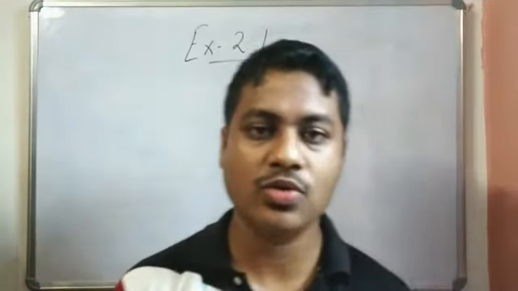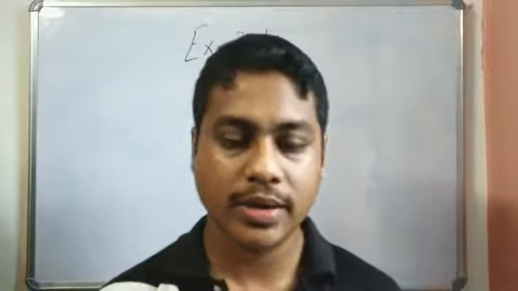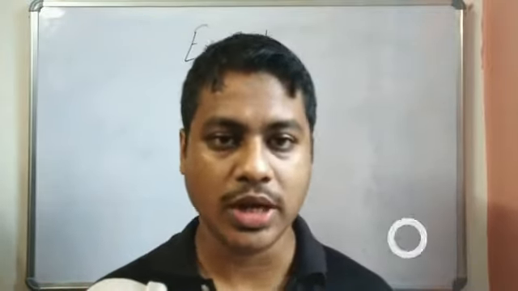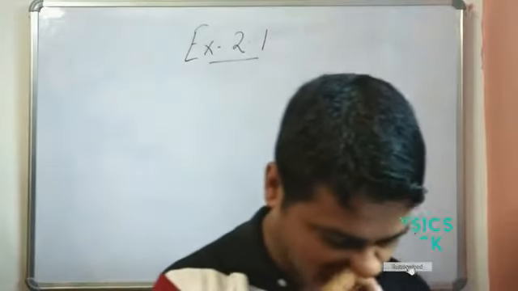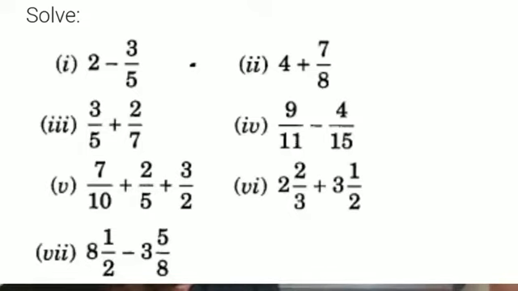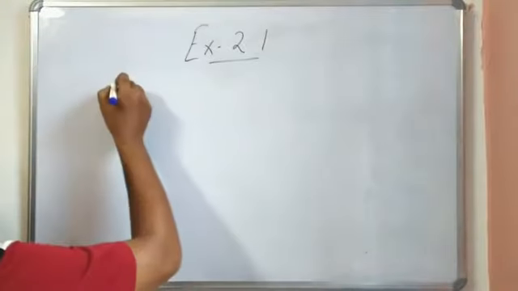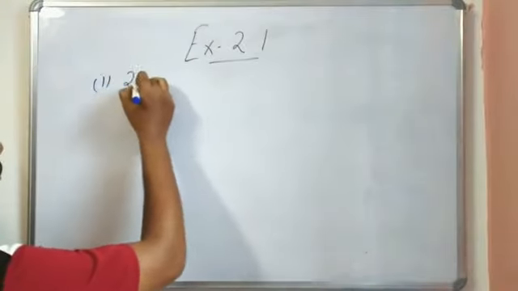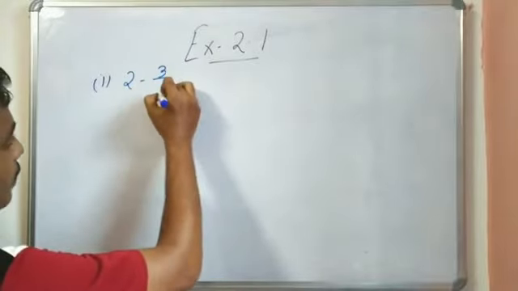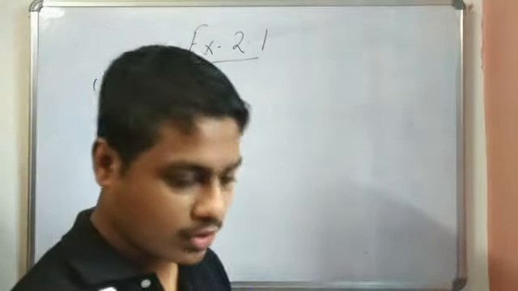We will be starting Exercise 2.1, which is related to fractions and decimals. The first question is given on the screen, and we have to solve it. Question number 1 is 2 minus 3 by 5. We need to solve this. This is the first question.